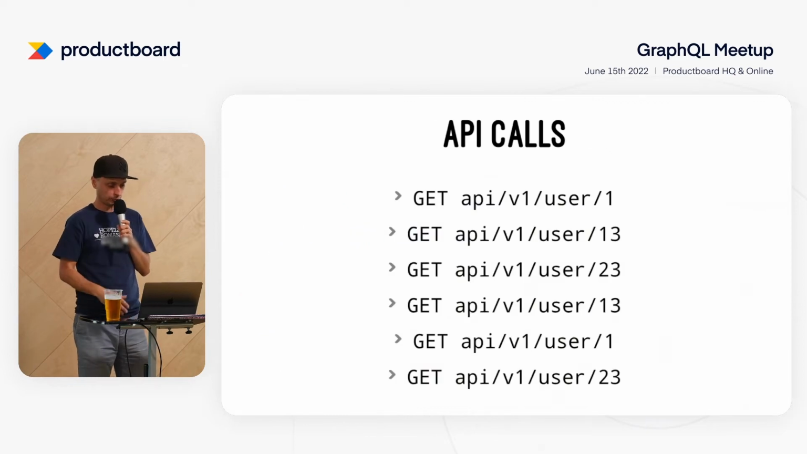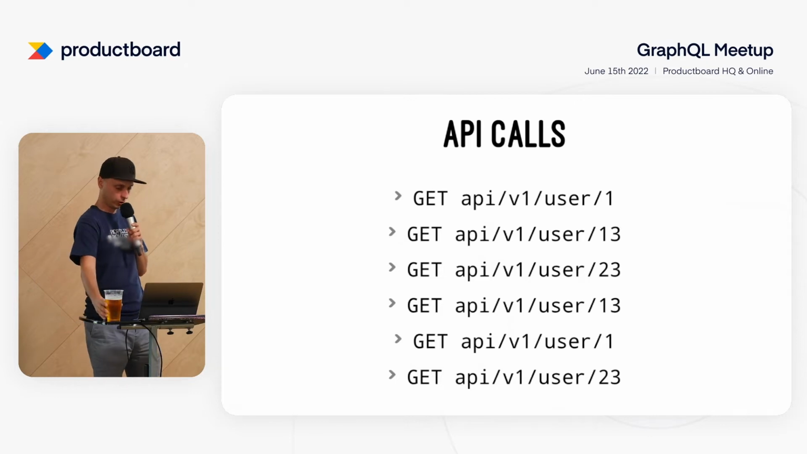So we get a bunch of API calls that still happen on the backend from the GraphQL gateway to your microservice, but still it's kind of a storm of internal requests. Can it be improved? Sure.